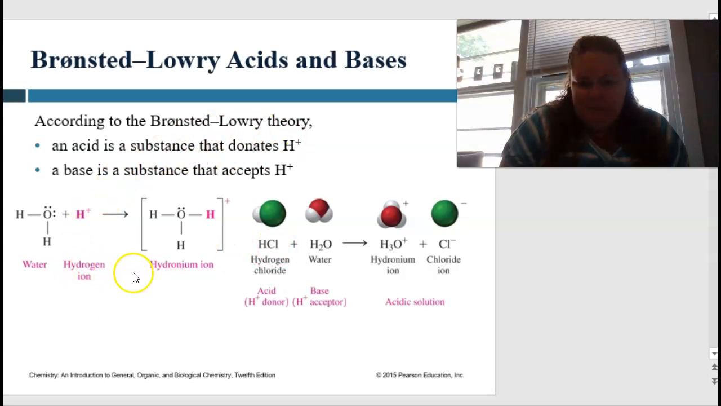So you can see a picture here with water and the hydrogen ion, and when they combine together, that's the hydronium ion, okay? So this one is accepting that hydrogen, so this would be a base. Whereas this one has an acid plus a base together, and it's going to make an acidic solution.